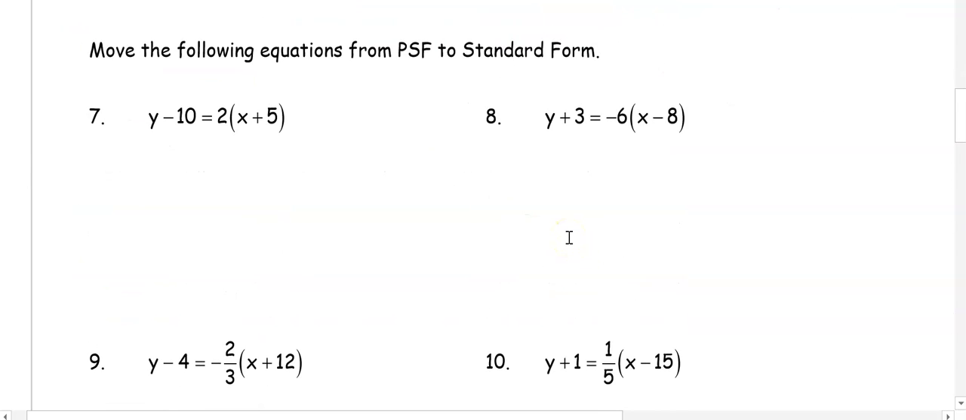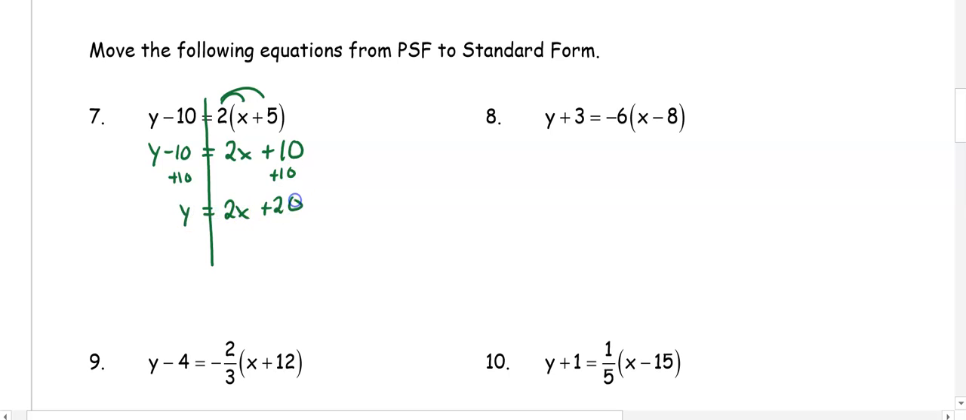Now we're going to move the equation from point slope form to standard form. So in point slope form, we have the parentheses. So the first step to get rid of our parentheses is to distribute. So y minus 10 equals 2x plus 10. Then we want to go to standard or to slope intercept form. So we want to get the y by itself first. So we're going to add 10 to both sides. Y equals 2x plus 20.